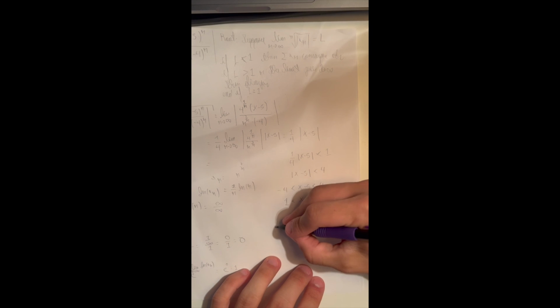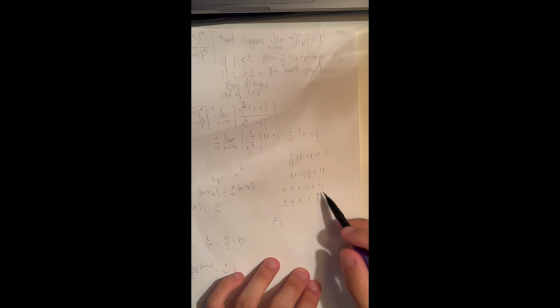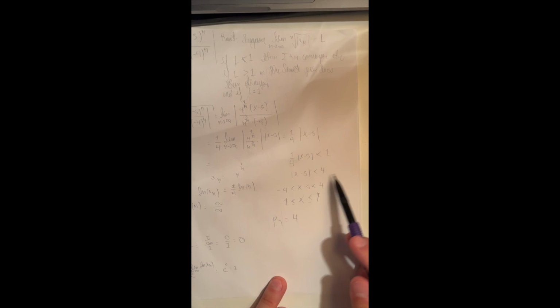Now that we have tested the endpoints, we bring back our old paper with all this work. The radius of convergence: we take 9 minus 1, which is 8, and 8 over 2 is 4, so that's the radius of convergence, which we saw over here. Every time you end up with something like this, that's going to be your radius of convergence.